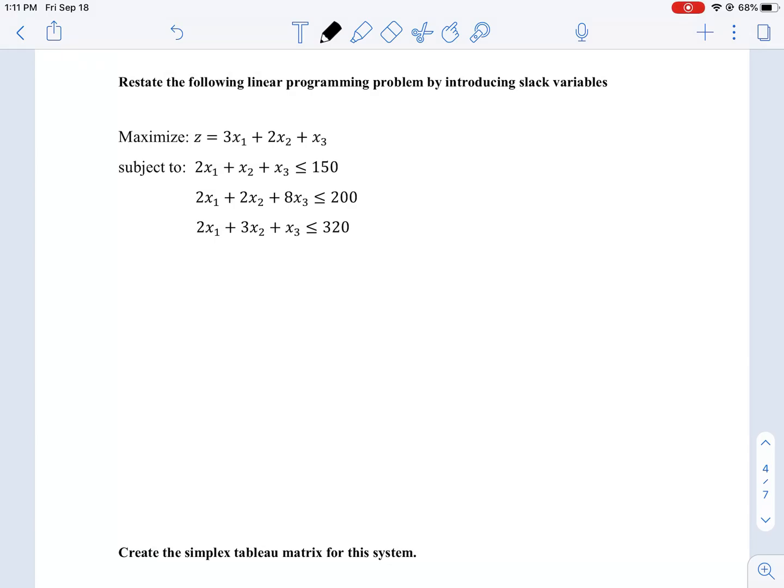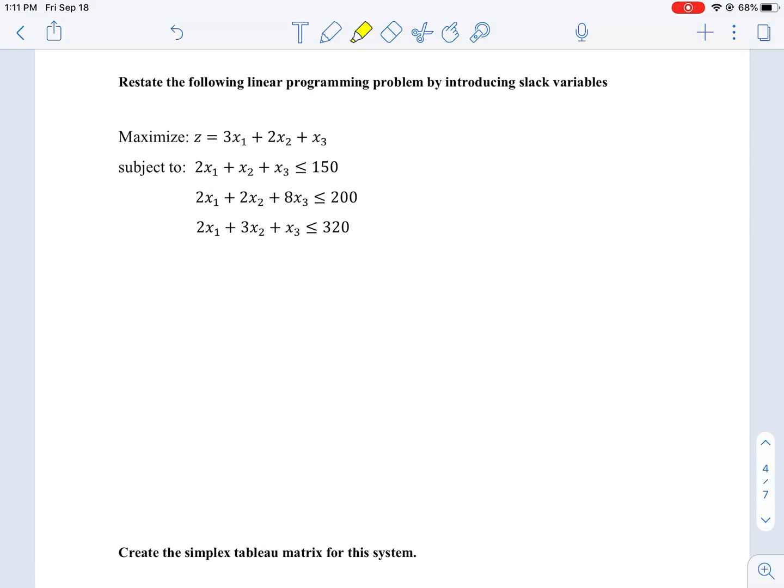Hello class, in this video I will be demonstrating how to restate a standard maximization problem using equalities. Then I will create the simplex tableau matrix, which is the matrix that will be used to solve this type of problem. Let's begin.